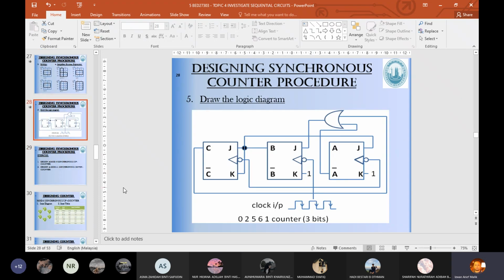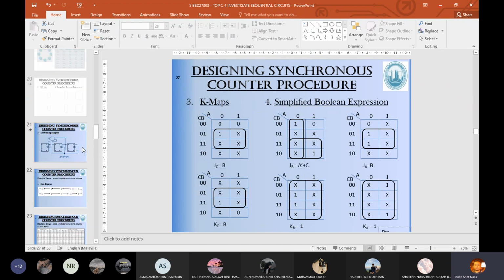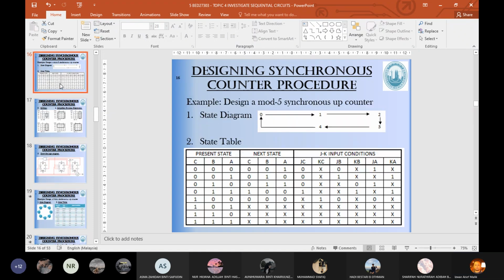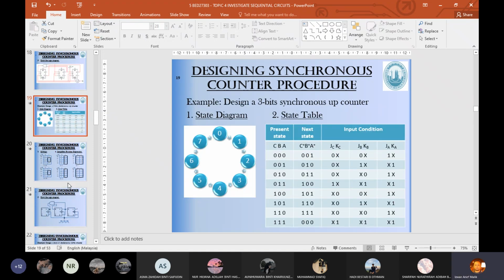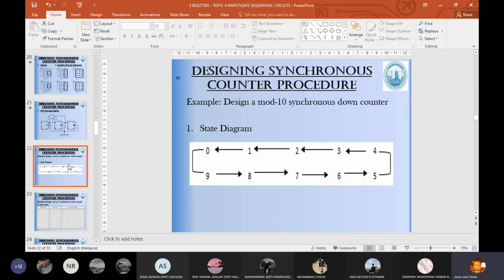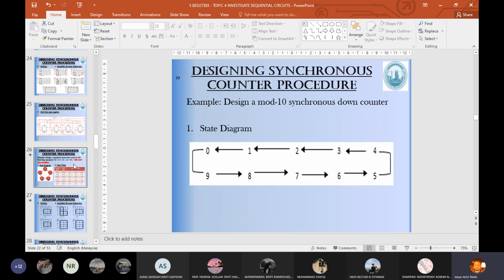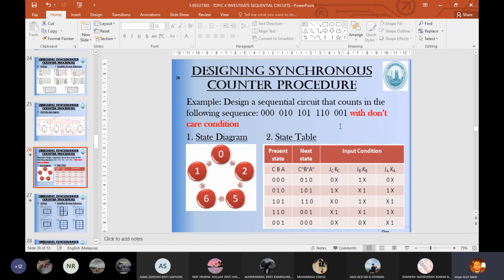Alright, so how many examples are there? First, we look at the mode 5 up counter, and then the 3 bits up counter, and then the mode 10 down counter, and then this is mode 5 with segregated numbers with don't care condition. The sequence is 0 to 2, 2 to 5, 5 to 6, 6 to 1, back to 0.